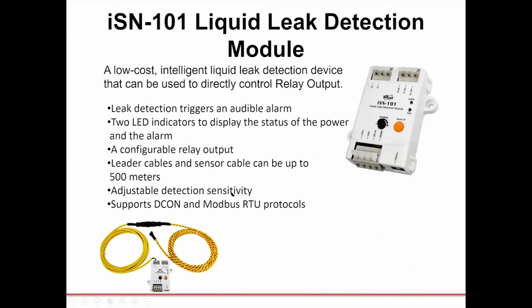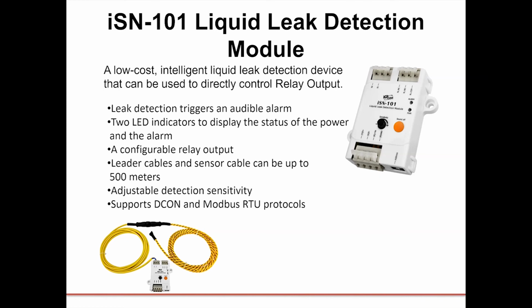So let's talk a little bit about the ISN101. The ISN101 series liquid leak detection module is a low-cost, intelligent leak detection device that can be used to control relay output. No additional conversion module is needed, and the ISN101 can be easily integrated with a variety of monitoring systems to achieve remote alarm and remote device control. The ISN101 can be used to monitor a double-core leader cable with lengths up to 500 meters, and can be used with both the sensor cable and its included water leakage probe.